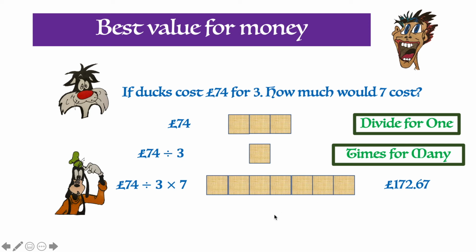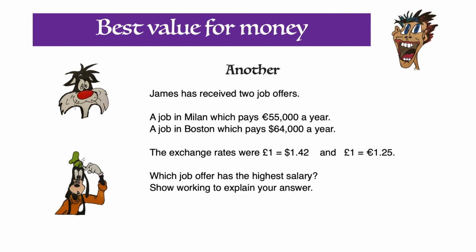Okay, last extension question. James had received 2 job offers, one in Milan, one in Boston. The one in Milan will pay €55,000 a year. The one in Boston, $64,000. Now, the current exchange rates are that £1 is $1.42 and £1 is €1.25. So which job offer has the highest salary? And you show your workings to explain your answer.